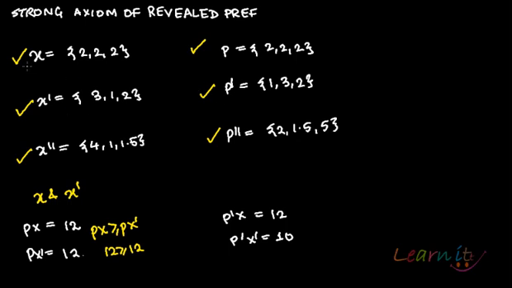So the expenditure on X at prices P dash should be more than the expenditure on X dash at prices P dash. What is the expenditure on X dash at prices P dash? 10. What is the expenditure on X at prices P dash? 12. So P dash X dash is less than P dash X. This is consistent with WARP. Hence, WARP is satisfied, and you can say that X is revealed preferred over X dash. This you have gathered.